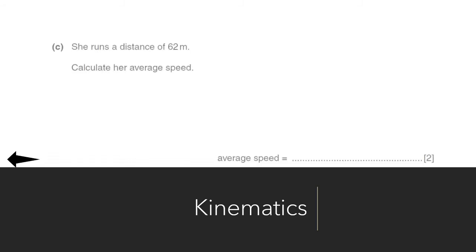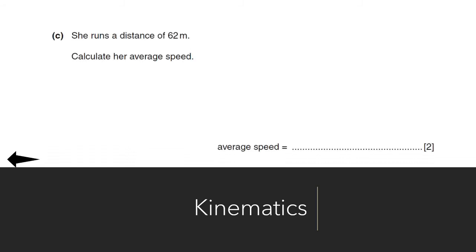Now let's move on to question C. She runs a distance of 62 meters. Calculate her average speed. Average speed can be calculated as distance over time. We have the distance here, 62 meters, but the time we have to look in the graph. What is the time needed to run the distance?